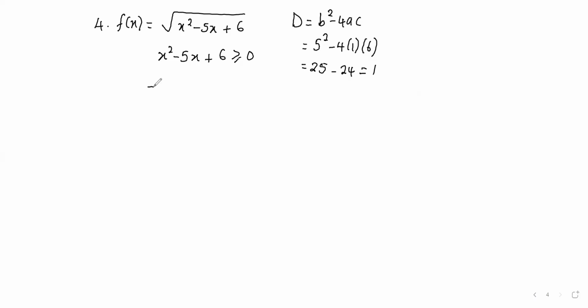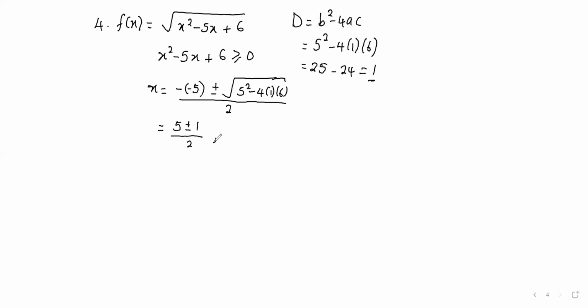Or I can use the formula: x is equal to minus b plus or minus the square root of b squared... over 2a, which is just 2. We have already found this here. So this is giving us 5 plus or minus 1 over 2.